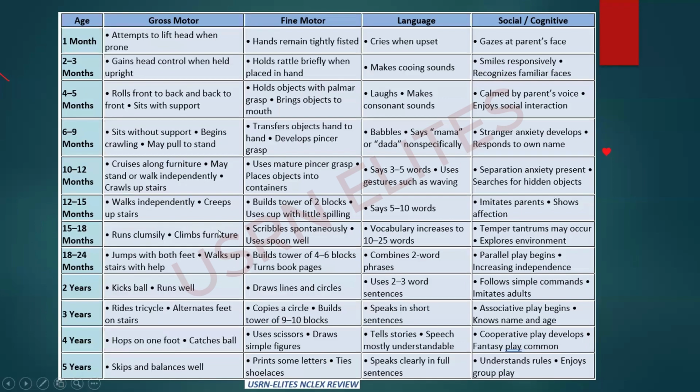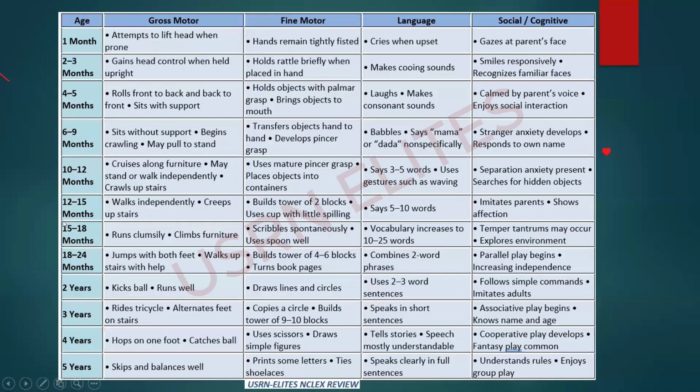And they tend to climb furniture. So if you have a kid around this age group and they are trying to climb furniture and trying to climb things, it's normal. Okay. So they scribble spontaneously and they use a spoon well. If you haven't tried, give them a spoon and see. Even though they are going to throw some away, they are going to eat some too. Okay. Yeah, vocabulary increases to 10 to 25 words.